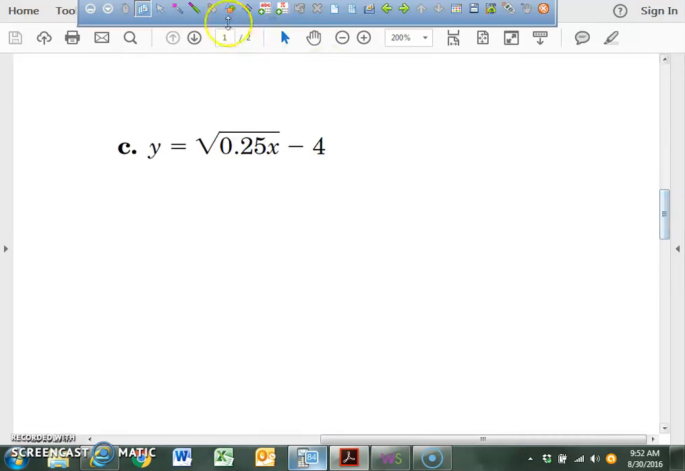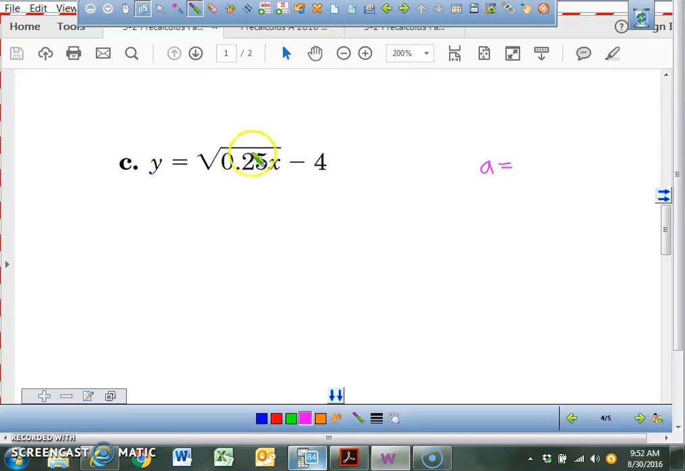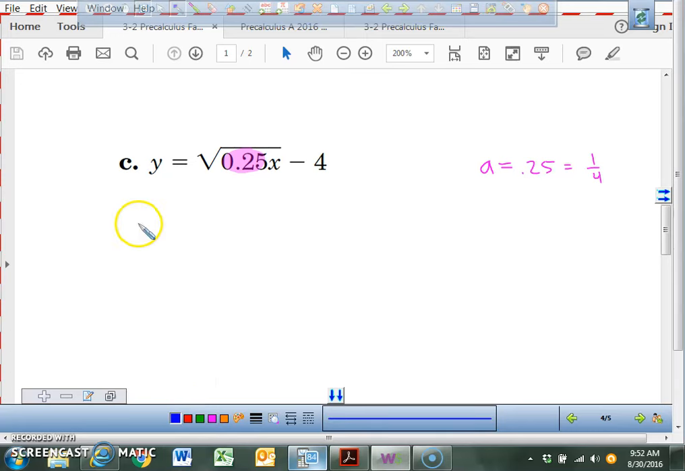All right, now we're going to go to C. My A value, everybody, in this particular case that I'm going to highlight, my A value right here is 0.25, which is the fraction of 1/4. So the very first thing that's happening is we have f of a times x.